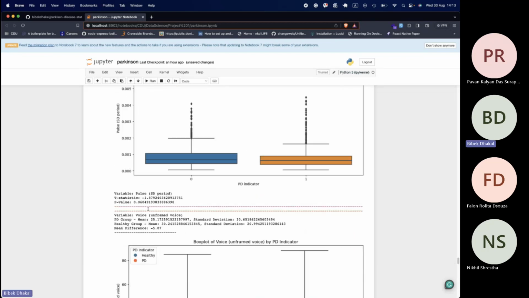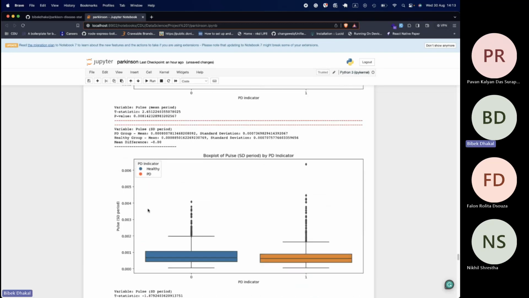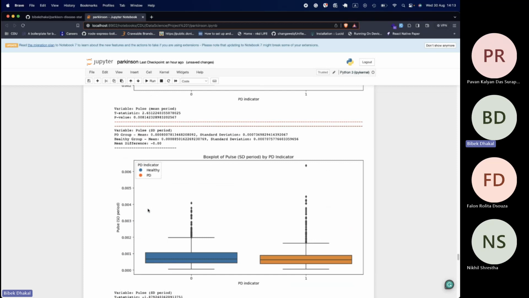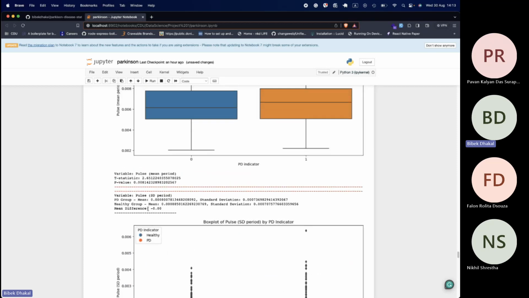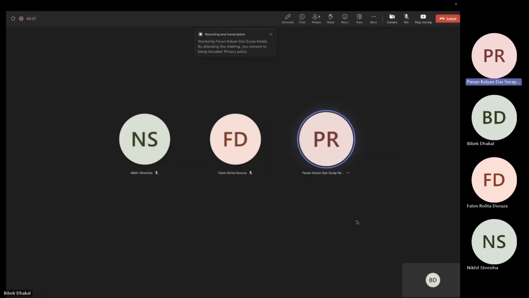So this is the output that we have generated through the analysis. I would like to hand over the presentation to Pawan. Thank you, Vivek, for explaining the code so wonderfully.